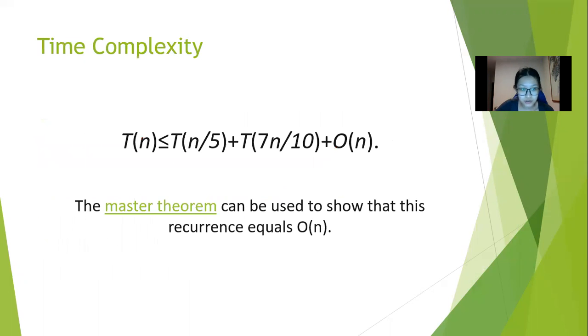So that's how we derived our time complexity. T(n) is less than or equal to T(n/5) plus T(7n/10) plus O(n). And according to the master theorem, we can show that this recurrence equals O(n).